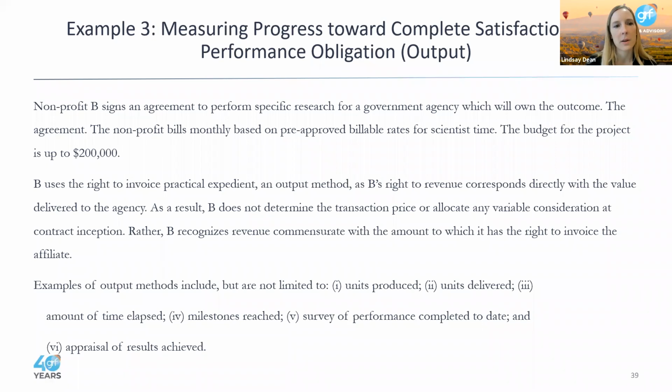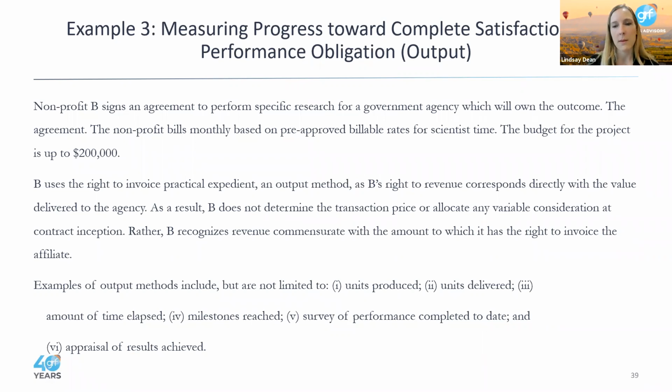This is a similar idea, only looking at the output method instead of the input method. So when we're looking at the output method, we're measuring things like milestones reached, time lapsed, or maybe you're doing a survey to see how much has been completed to date. And you're using that to determine how much you should recognize at that point. So in this example, we have a research agreement with a government agency. And the government agency is going to own the outcome.